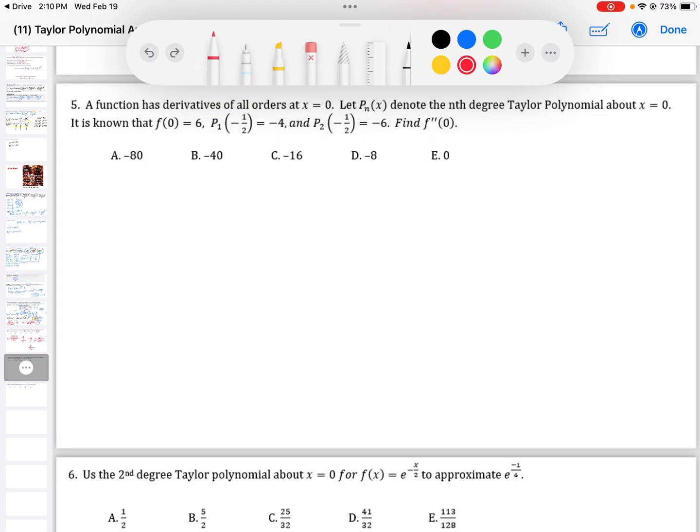All right, so let's take this part. It tells us p sub 1 of x would be equal to f of 0 plus f prime of 0 times x minus 0. And this is saying if I plug in -1/2, I should get -4. So how does this help us? P sub 1 is equal, or plug in 1/2.